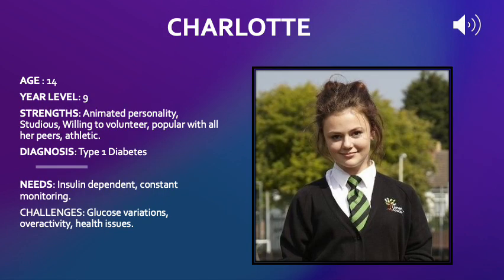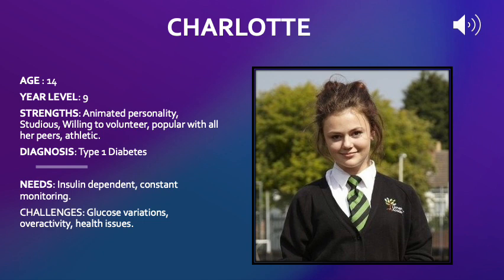Charlotte is a Year 9 student at high school who has been diagnosed with type 1 diabetes since she was only 4 years old. Charlotte has developed a significant level of independence in managing her medical condition, diabetes. Charlotte is one of 11,000 students who are insulin dependent in schools across Australia.